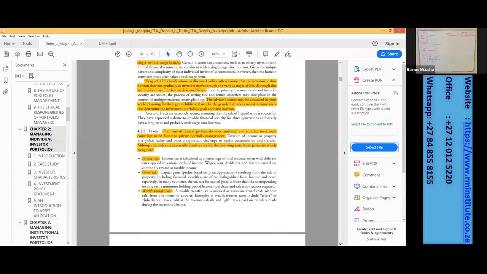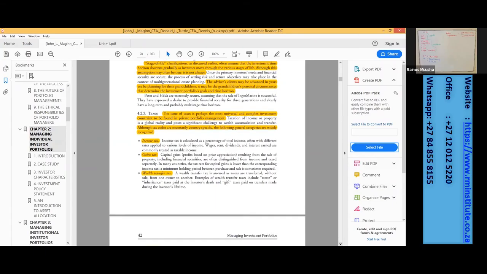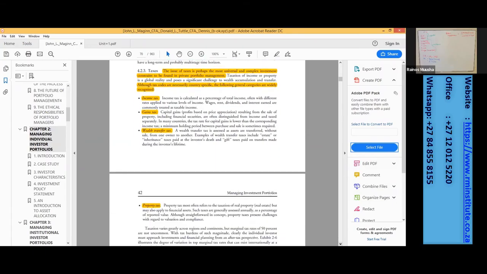Then you also have to take into account capital gains tax, and you also have to take into account wealth transfer tax as well. So when you're looking at tax issues, those are the four types of tax that you have to take into account. Like for example, in this case, you also have to take into account property taxes as well. So when it comes to tax issues, these are the four tax issues that you need to be on the lookout for when it comes to advising the client when you're preparing the investment policy statement.